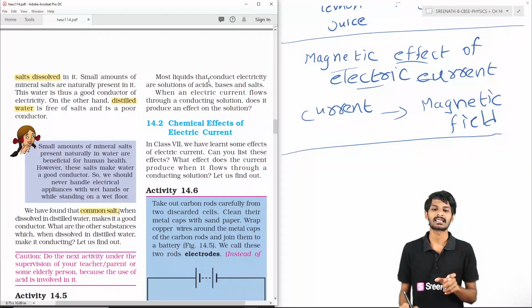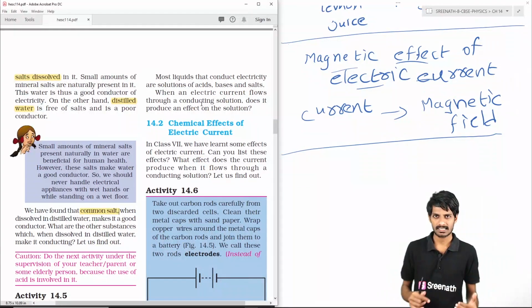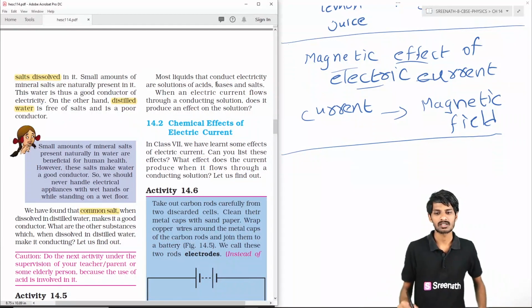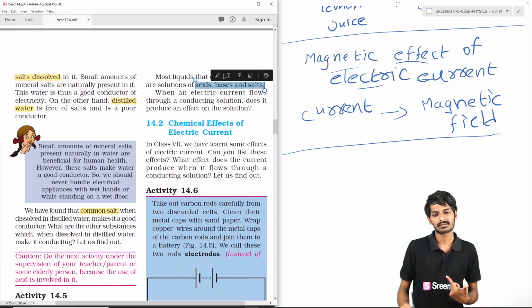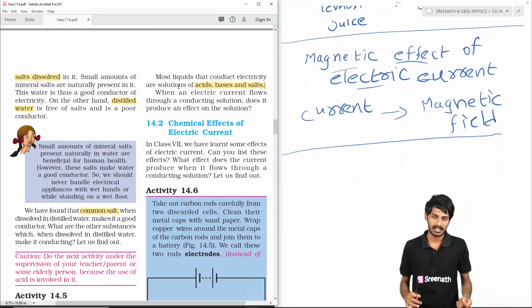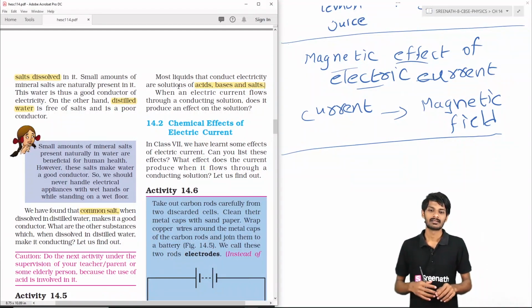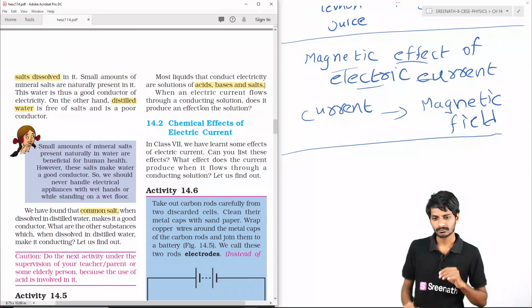Now, most liquids that conduct electricity are solutions of acids, bases and salts, students. This is the important point. So liquids conduct electricity. And which liquids are conducting electricity? The solutions of acids, bases and salts. So salt solution, base solution, acid solution, these solutions will conduct electricity, but distilled water will not conduct electricity. Okay, students, that is the case.